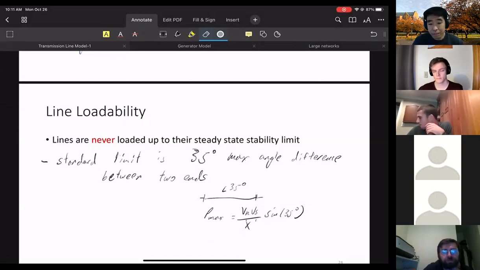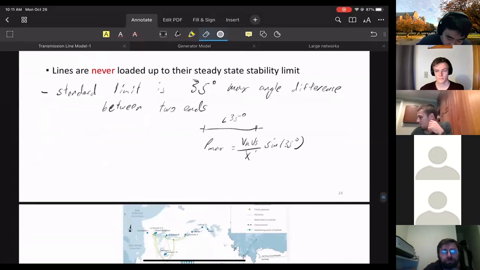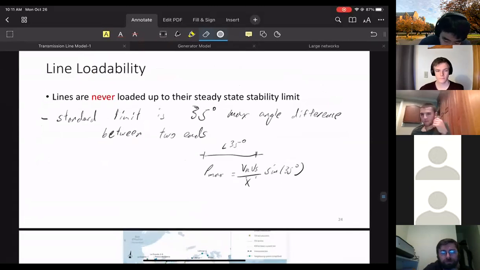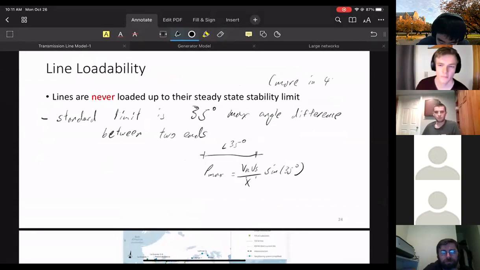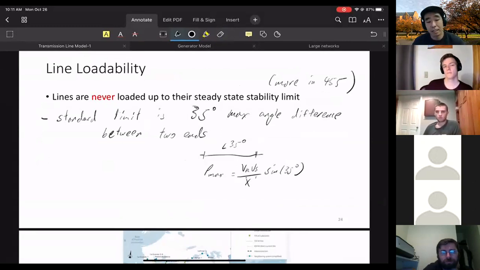And if you want to see more, this is covered in E455, where we go into more depth on this kind of thing. I think that's part one of a capstone class, where you actually get a big power system and run some simulation studies.